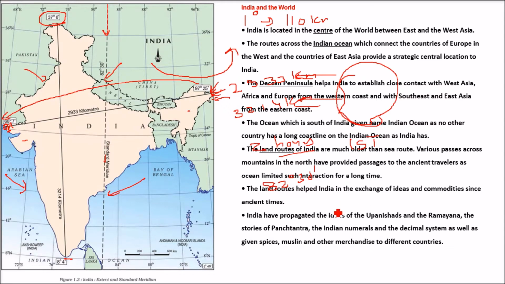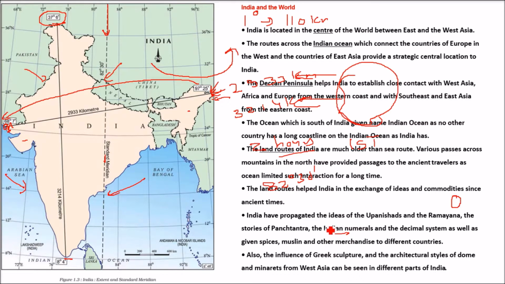So these are the land routes, and I'll show you how various Upanishads, the Ramayana and the stories of Panchatantra were given away, especially the Indian numerals, and we gave the decimal system, that is 0 also we gave. The muslin and spices, as I just mentioned, we gave to different countries in the world, and also we have taken a lot of things from them, like Greek sculpture, and architectural styles of domes and minars from West Asia. We took it from there. So this is how it was happening at that time.